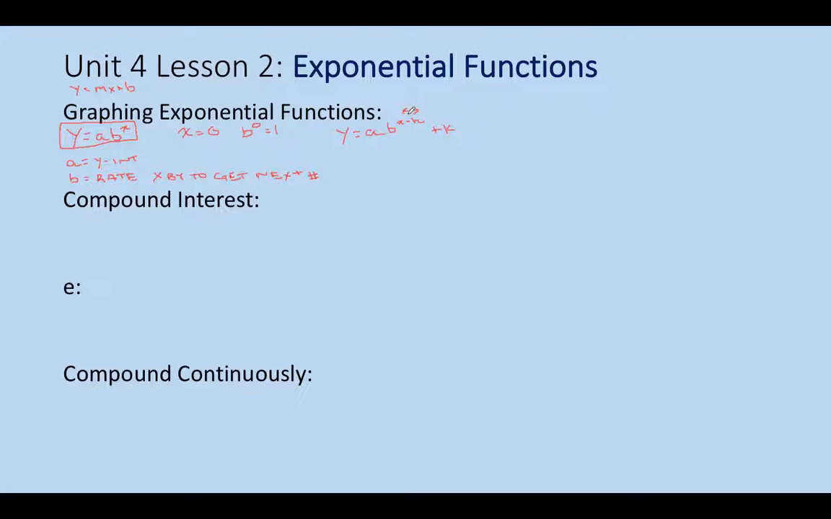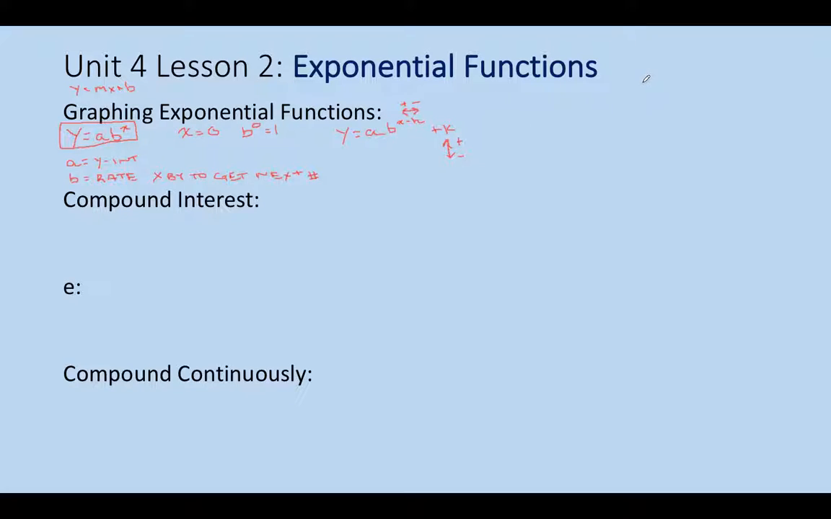The h value will move the function left and right, and it'll be, again, the opposite of the sign. So if it's positive, it'll move it left. If it's negative, it'll move it right. And this plus k will move it up and down, and this will be the same as the sign. So if it's positive, it'll move it up. And if it's negative, it'll move it down.